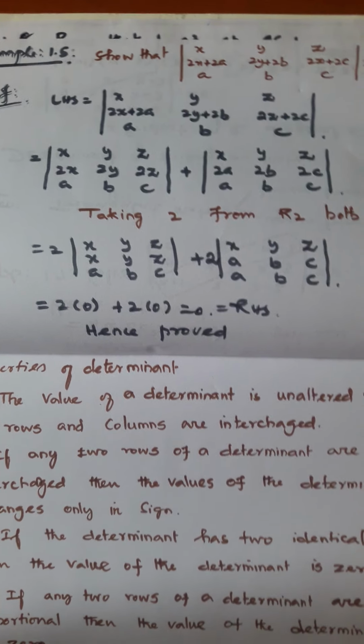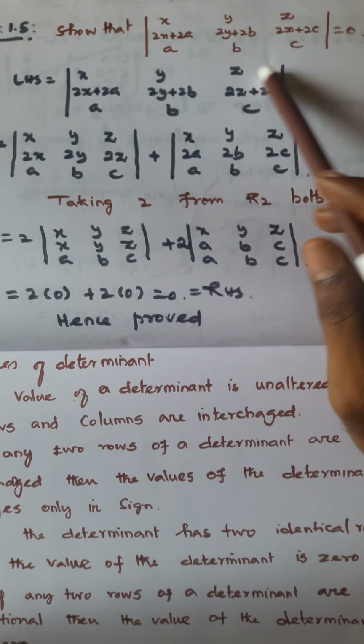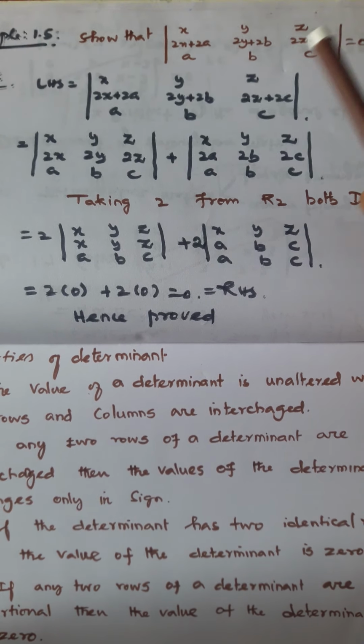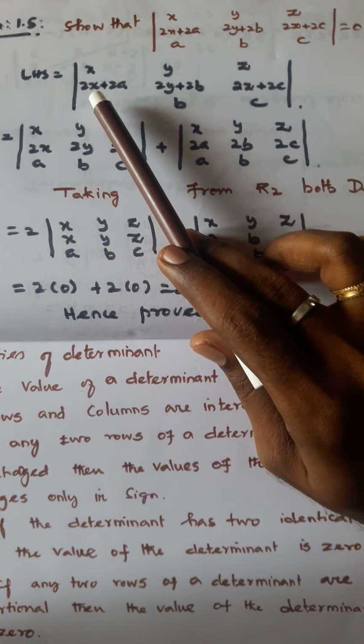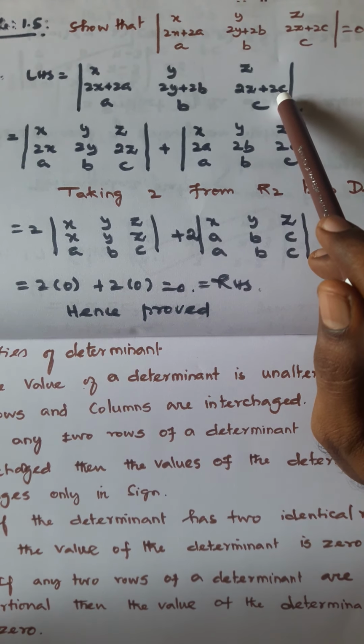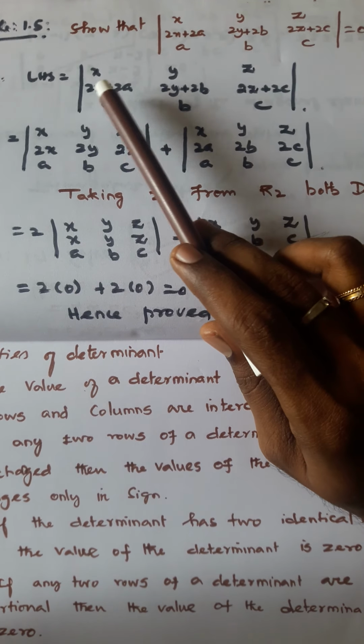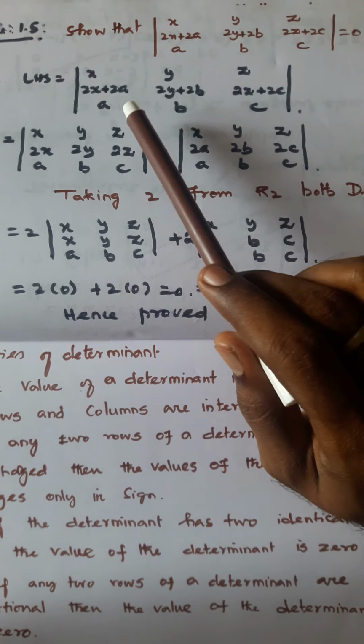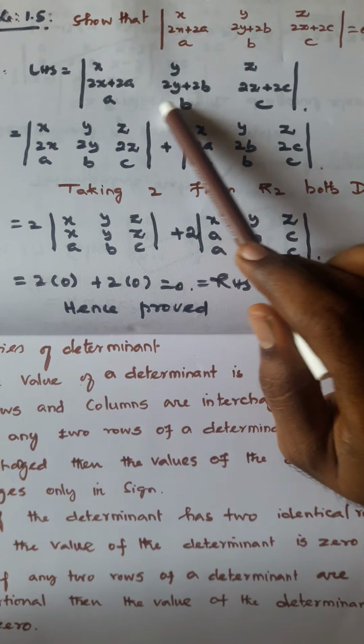Okay. Next, one more example for you. So that the determinant equal to 0. We have to prove the determinant equal to 0 using the properties of determinant. So in the second row, you have two terms. So what you have to do? You write the first term as one determinant, the second term as another determinant. So the first row and the third row, no change.